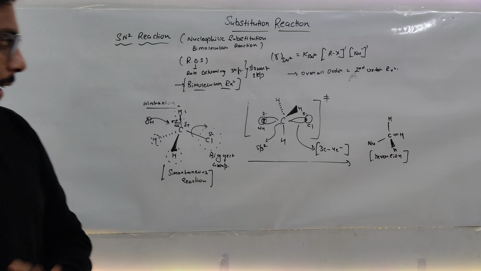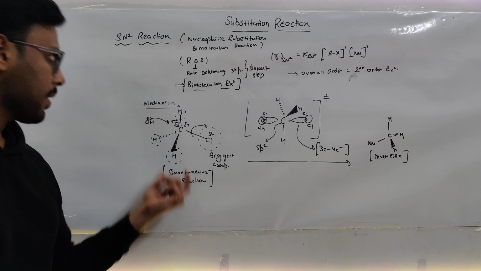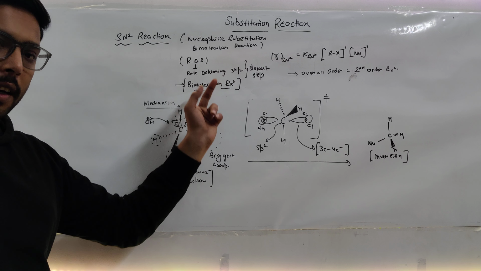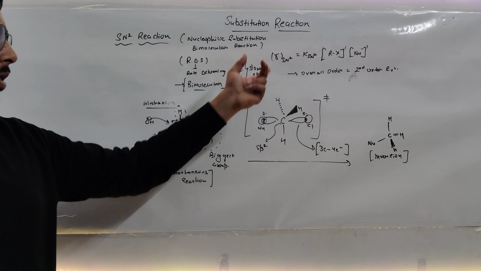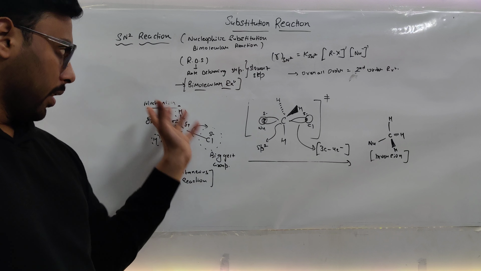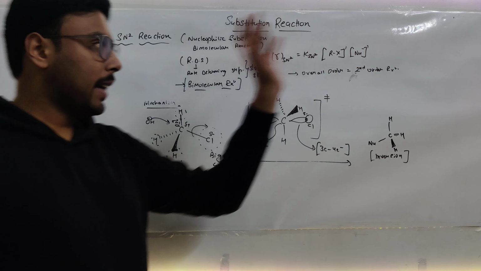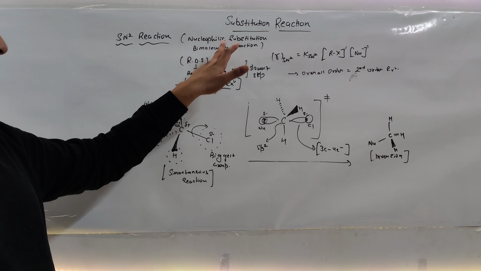So let's collect the brief points. Inversion in the product, nucleophile approaches from the backside, simultaneous reaction. RDS is a bimolecular reaction because two main things, alkyl halide and nucleophile, are involved in the reaction, and the rate is second order. That's why we call it a nucleophilic substitution bimolecular reaction.